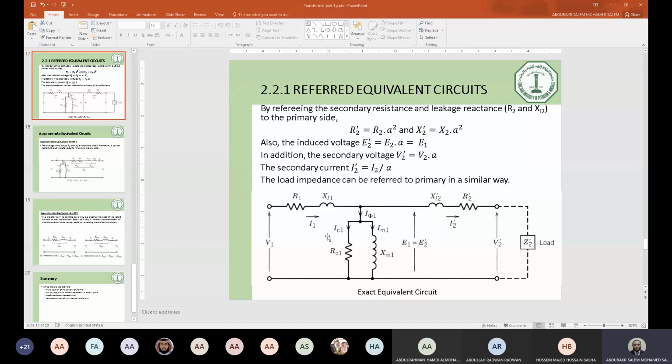Yeah, clear. Inshallah, next class we will start solving some problems on these equivalent circuits and on the single phase transformer. Any question, guys? Yes, doctor.